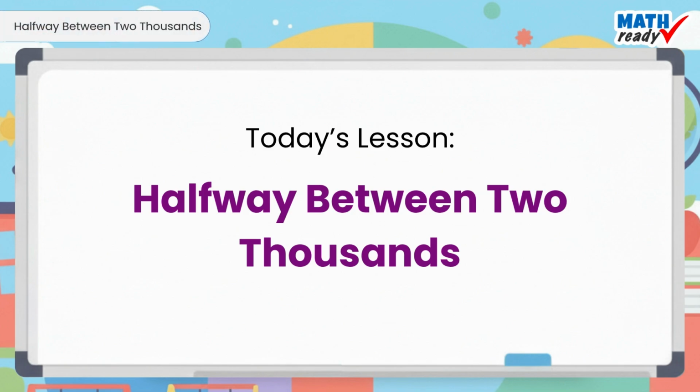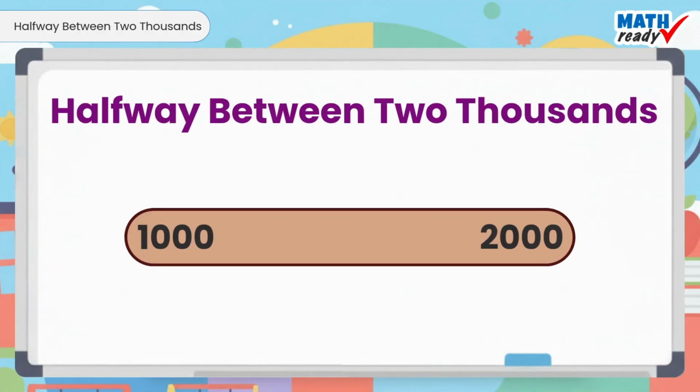Today we are going to learn how to find the number halfway between two multiples of 1000. When finding the halfway number, we are looking for the number that is exactly in the middle of the two numbers. Let's work through the first example.